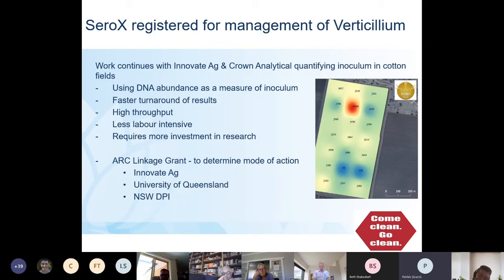I'd also like to inform people that we are actually undergoing an ARC linkage grant. We're successful in that, and we'll be looking at determining the mode of action of 0x on Verticillium dahliae.